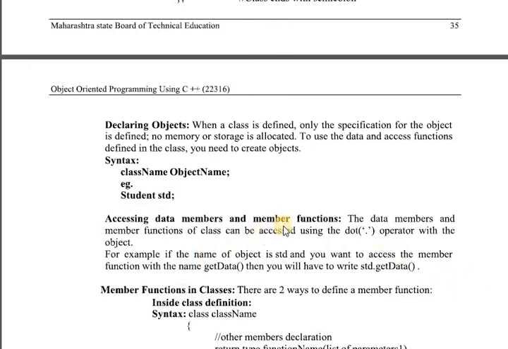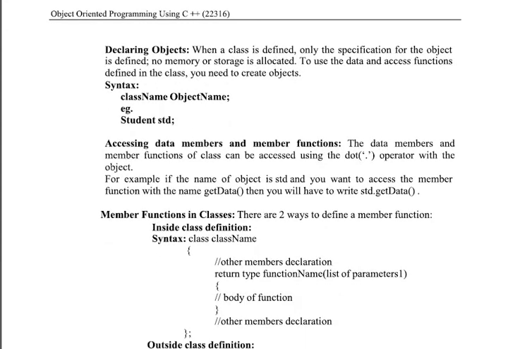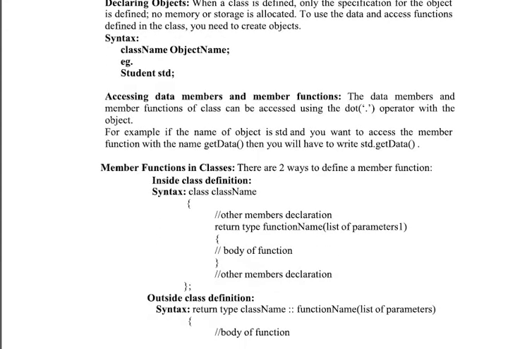Now, accessing data members and member functions. How do we access the data members and member functions which are declared in the class? The data members and member functions of a class can be accessed using the dot operator with the object. For example, if the name of the object is std and you want to access the member function named getData, then we can call this function using std.getData. Here std is the object of the class and getData is a member function of that class.